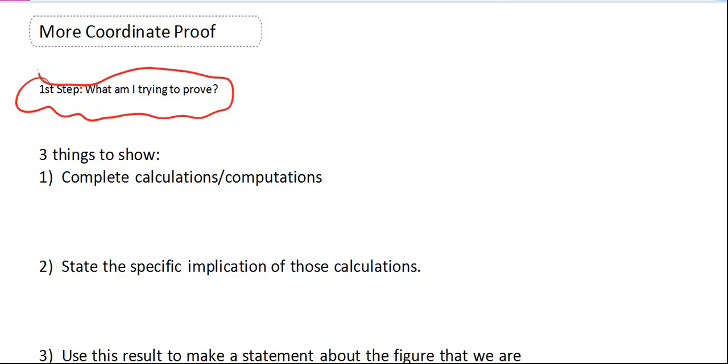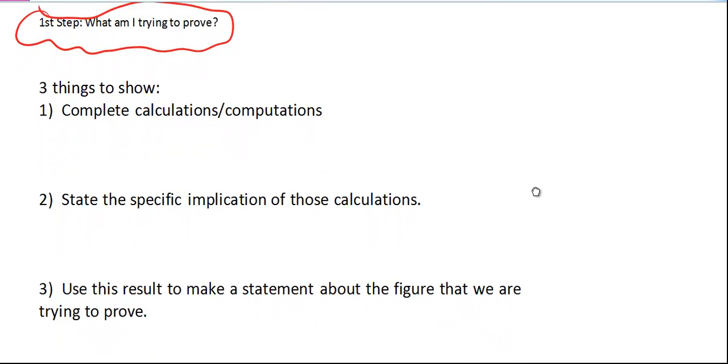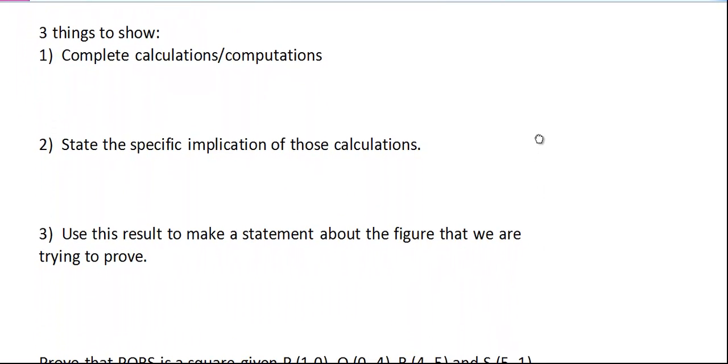Four right angles, right? What makes something a parallelogram? The fact that opposite sides are parallel. You have to identify exactly what you're trying to prove before you do any work. And then you can get on your way. So I want to make sure I'm clear about what I'm expecting when I'm grading a proof.